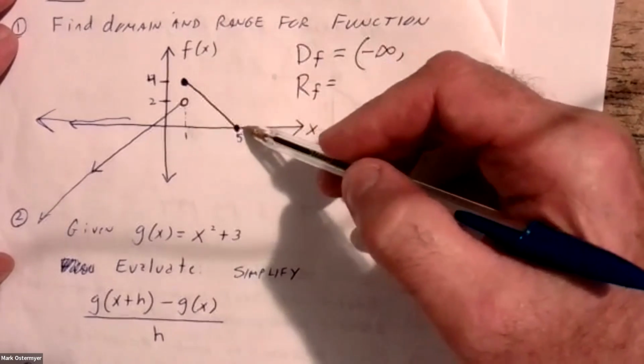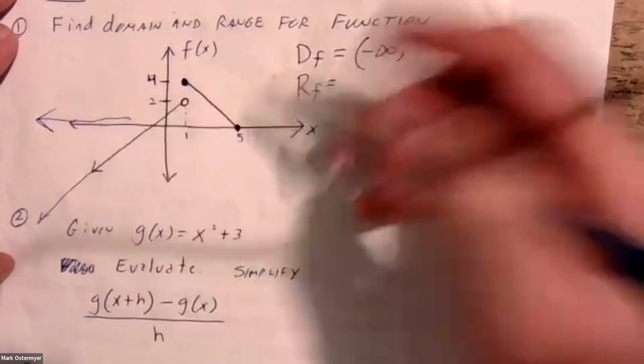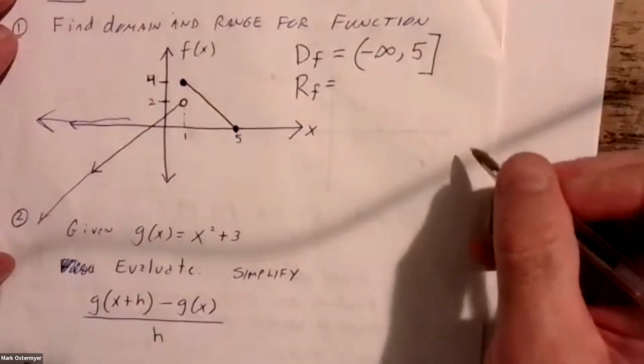And we would go all the way up to 5 as being the maximum value found in your domain. So it looks like the domain would be from negative infinity up to 5, including 5. That would be the domain.